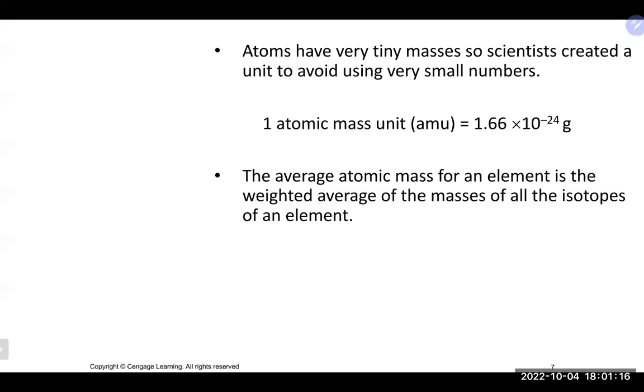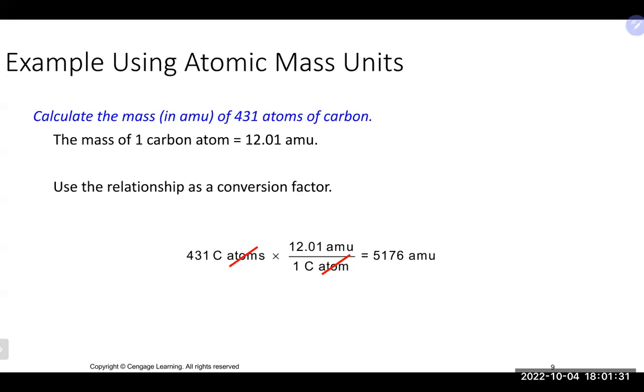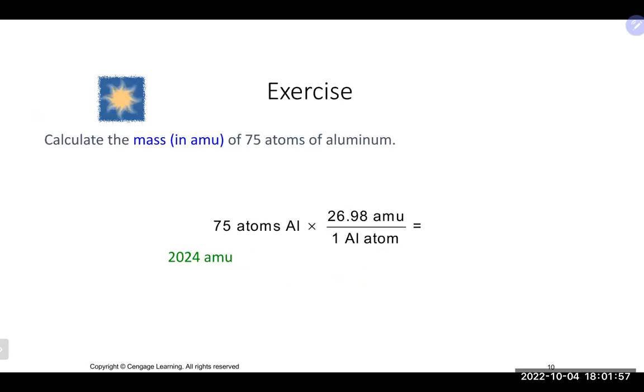So atoms have very small masses, and the relationship of an atomic mass unit to grams is 1.66 times 10 to the minus 24 grams. As you can see, a very, very small number. Now, if we wanted to do some straight-up conversions about the mass in AMU of 431 atoms of carbon, we would get this from the periodic table. And again, we oftentimes don't use these units too much anymore. We use grams per mole mostly, but we can see it's 5176 AMU here, and we could do it as a conversion factor.